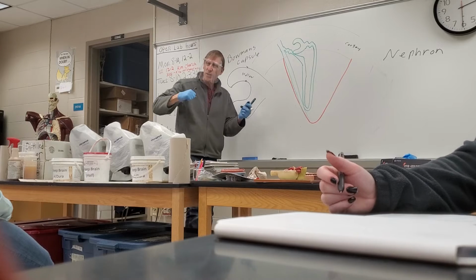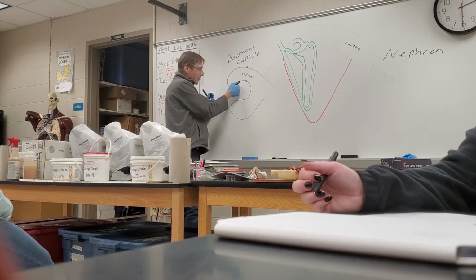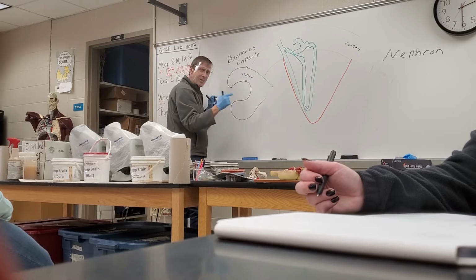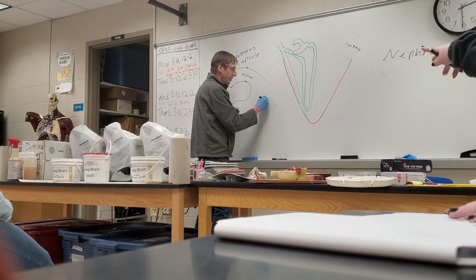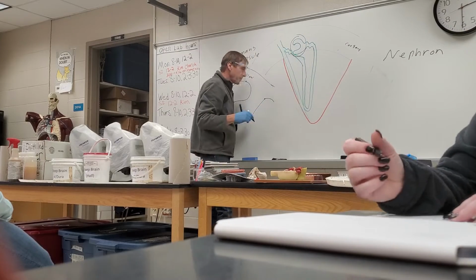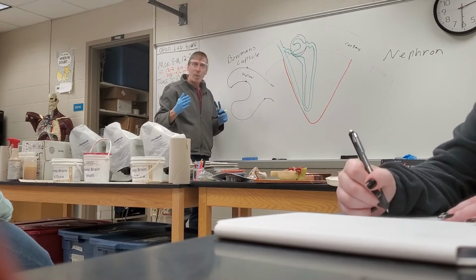It's almost like you punch your fist in a balloon. That's what you've got here. Here's your fist. You've got a layer of rubber here, air, and a layer of rubber out here. That's kind of what we're looking at. All right, this is called the Bowman's capsule.